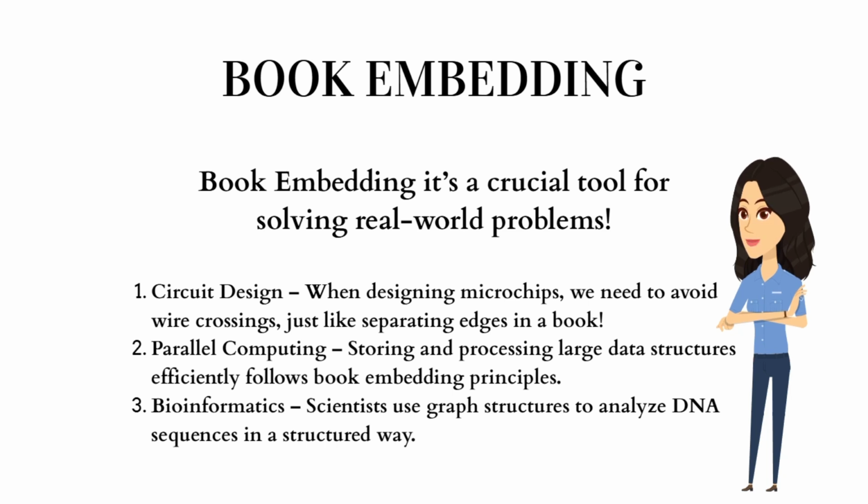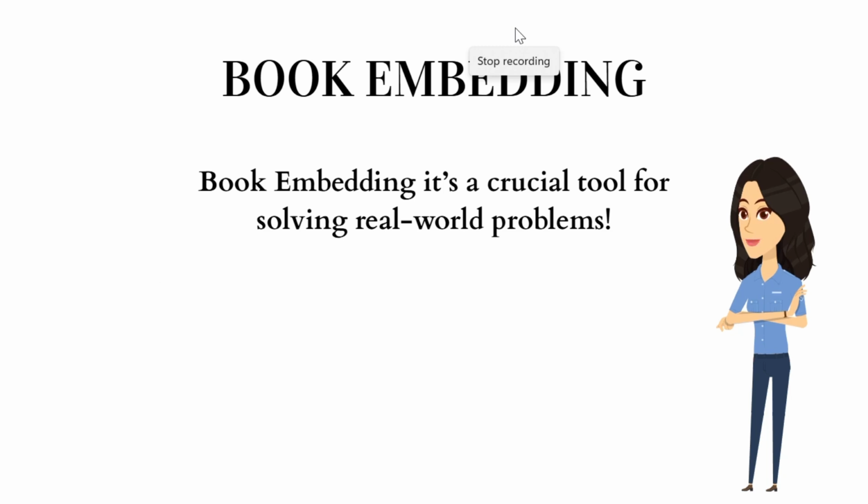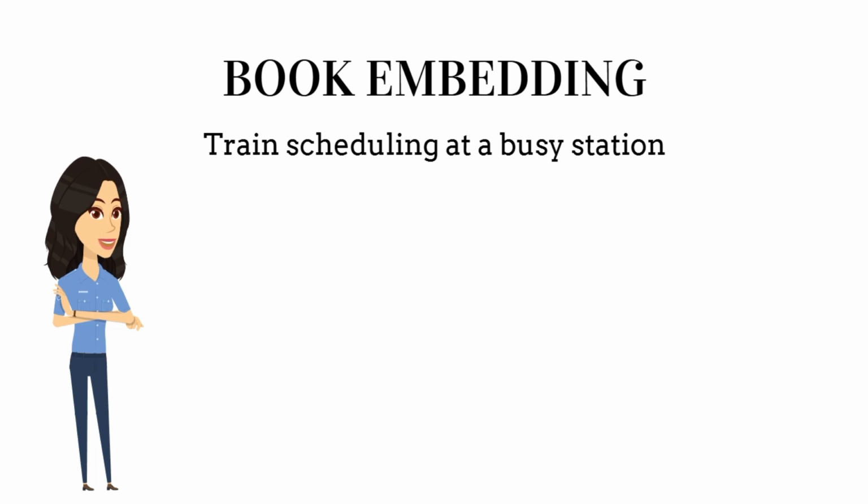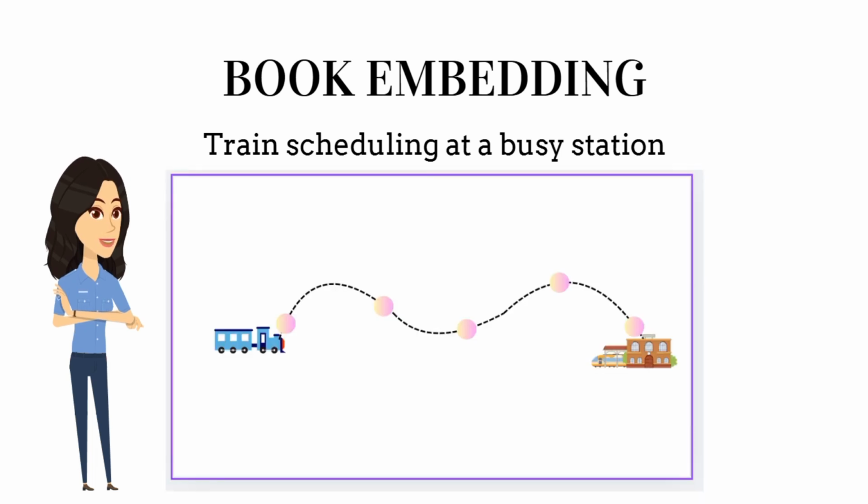At its core, book embedding helps us simplify complexity. Instead of dealing with chaotic graphs, we structure them in a way that's easy to analyze and compute. Alright, now that we understand what book embedding is, let's apply it to a real-world problem. Train scheduling at a busy station. Imagine we have a train route connecting 5 cities, X1, X2, X3, X4, and X5. The train departs from X1 to X5, making stops along the way.